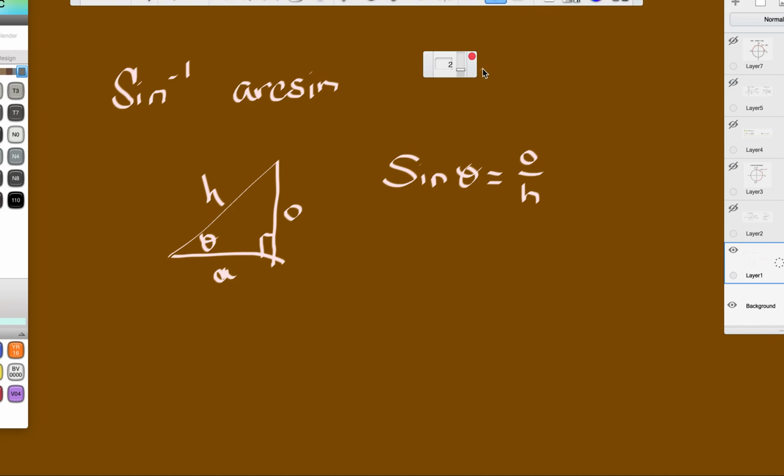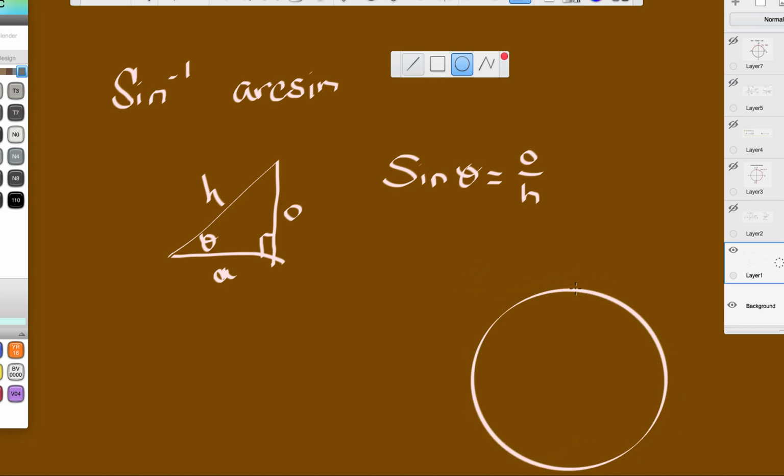Why is this like that? I want that. Okay, so we were talking about the unit circle. I don't like that at all. Let's undo that. Boy, you suck. So we were talking about the unit circle. It's close enough to a circle for me.